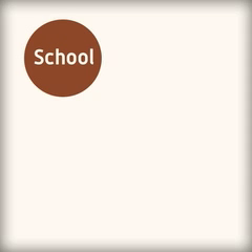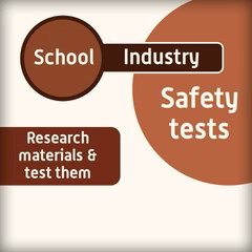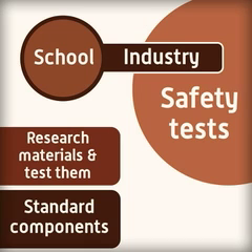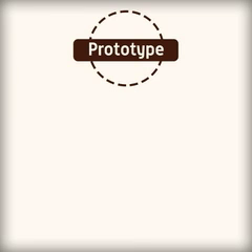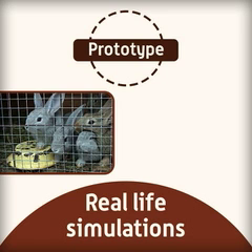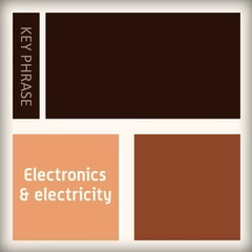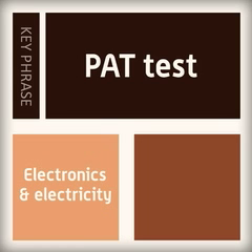In school as well as in industry, safety tests can be carried out to ensure safety. Research the materials carefully and test them. If you use the standard components, they will already have been tested by the manufacturer. When making prototypes, you can carry out real-life simulations. For example, checking that holes in a rabbit hutch door aren't too big or fingers can't get trapped in children's toys. If you're using electronics and electricity, you need to PAT test the product.